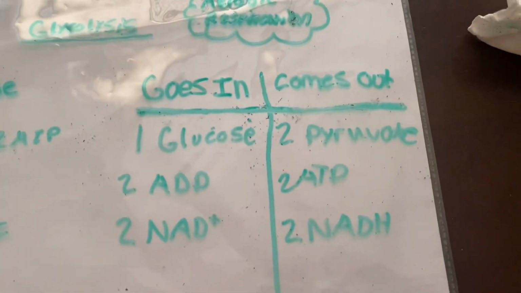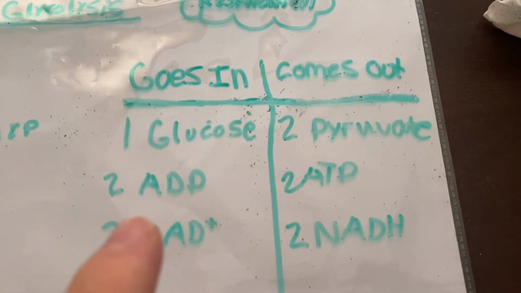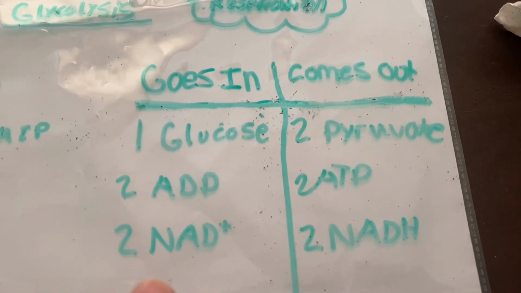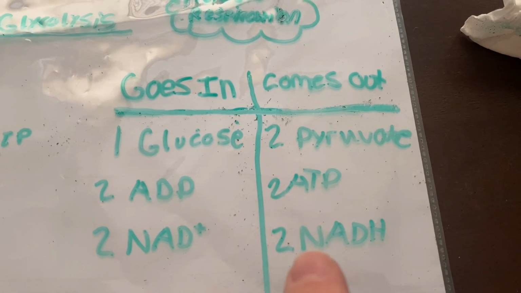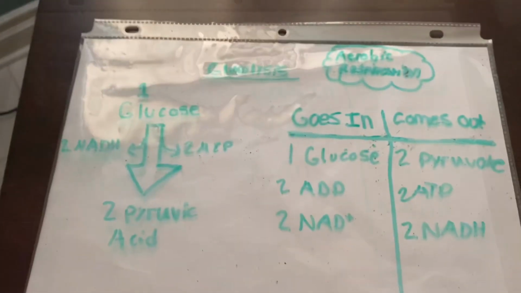Want to get more into depth? What goes in is 1 glucose, 2 ADP, and 2 NAD+. Comes out is 2 pyruvate, 2 ATP, and 2 NADH.